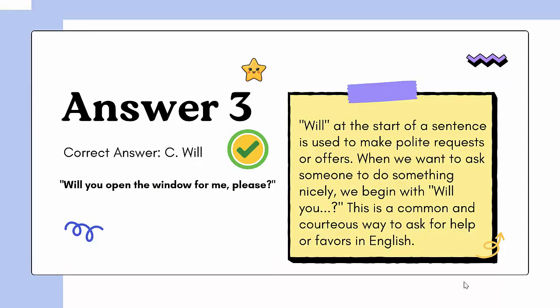The answer is C. Will. Will you open the window for me, please? Okay, the explanation. Will at the start of a sentence is used to make polite requests or offers. When we want to ask someone to do something nicely, we begin with will you. This is a common and courteous way to ask for help or favors in English.